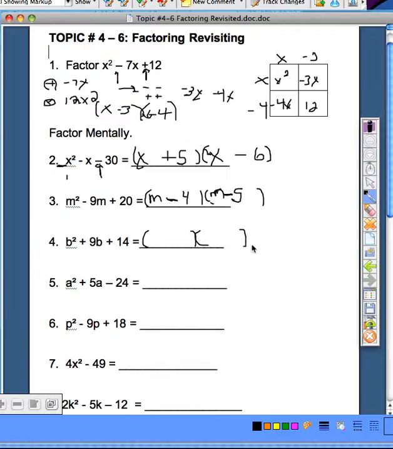Now, we've got b squared. So we have b times b gives me b squared. Both signs are positive, so that means the signs in both the factors are going to be positive.